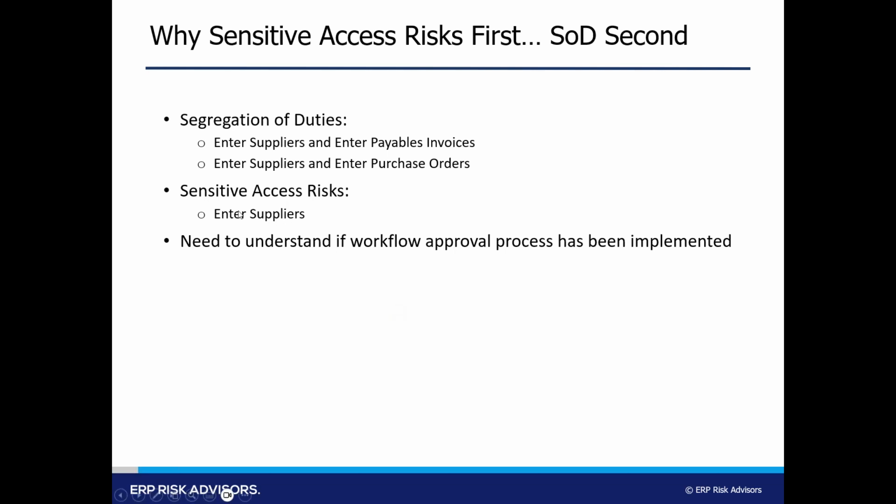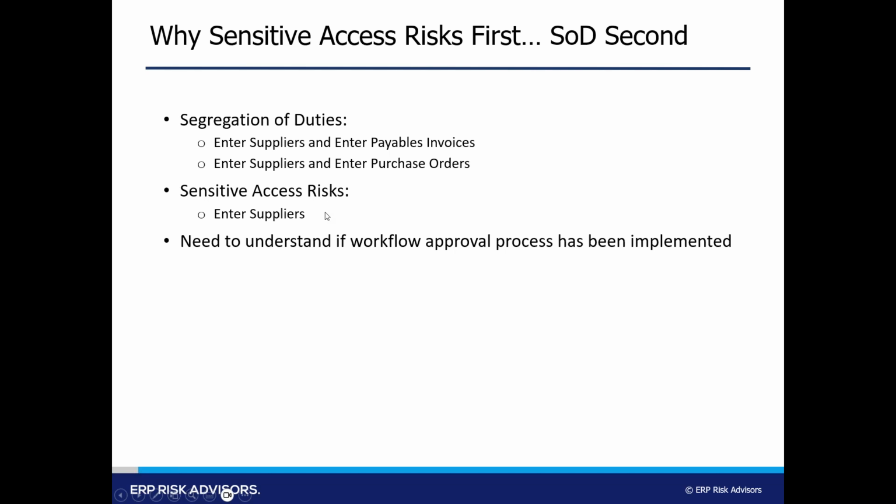So my example here: we have SOD risks and sensitive access risks, and how we walk through this with our clients is we would look at enter suppliers first. The first question we ask is, are you using supplier approval workflow? The answer is yes, and the second question is, is there an ability to enter a supplier? Is the workflow designed in such a way, or are there other privileges that somebody has access to that would not be subject to the supplier approval workflow?